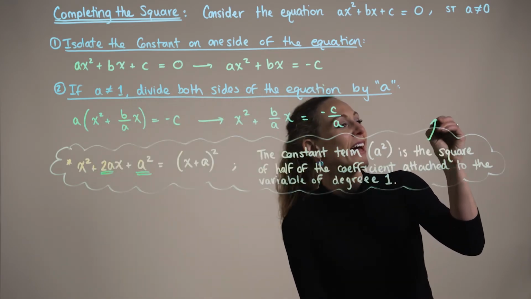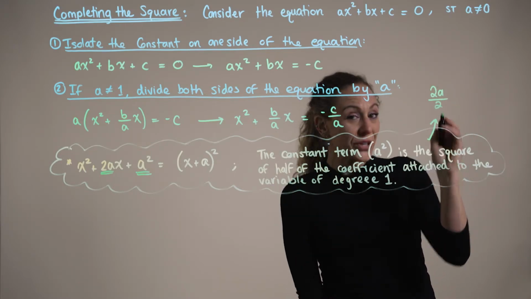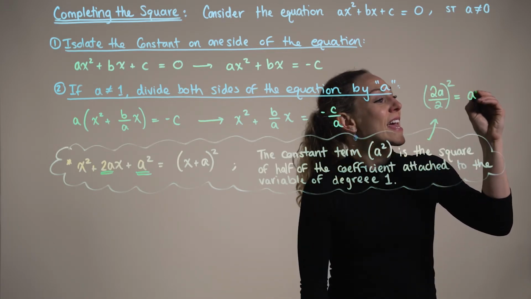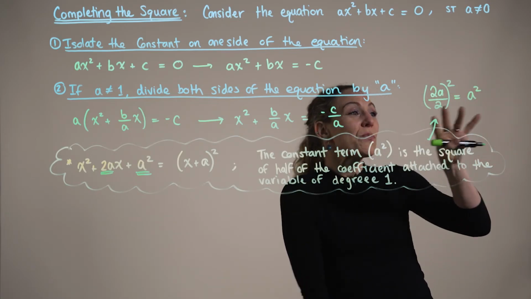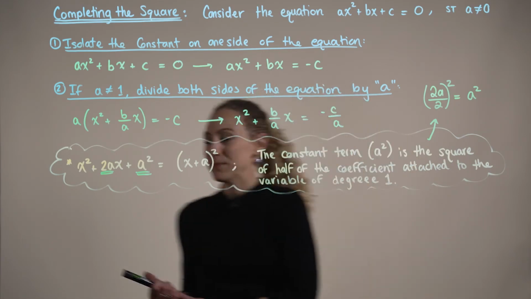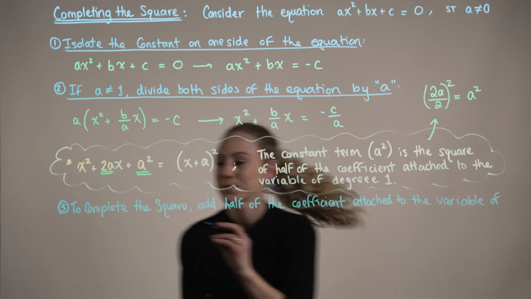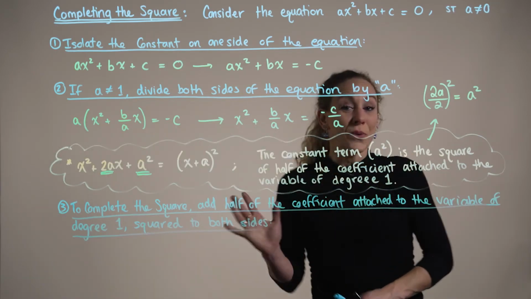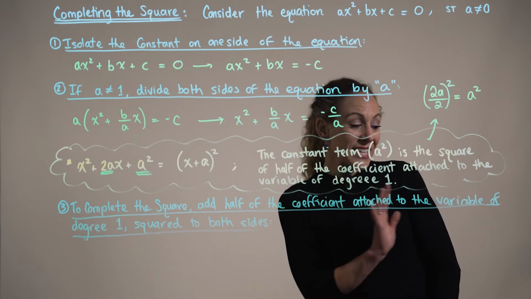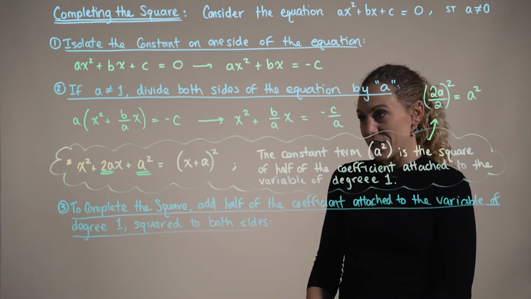So let's just quickly confirm this. We can see that if we take that coefficient 2a and take half of it, or divide it by 2, and then square this, what we're left with is a squared. So this is what we're going to need to complete the square on our standard quadratic equation. So again, to complete the square, we are going to add half of the coefficient attached to the variable of degree 1, squared, to both sides of the equation.